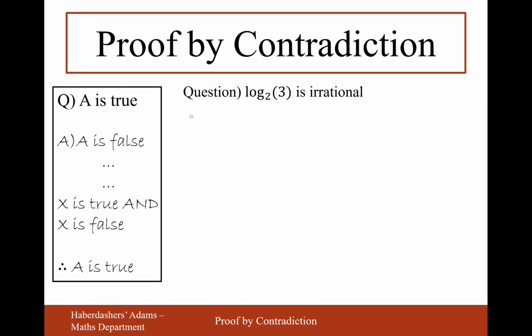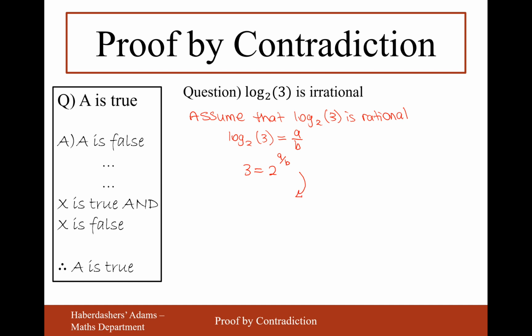But we do start with the assumption of the opposite. Assume that log 2 of 3 is rational. And once you've assumed that something is rational, then you can assume that it's equal to a over b. Okay, so let's assume it's equal to a over b, and then we'll start rearranging this algebraically. So I can rearrange this by saying that 3 equals 2 to the power of a over b.